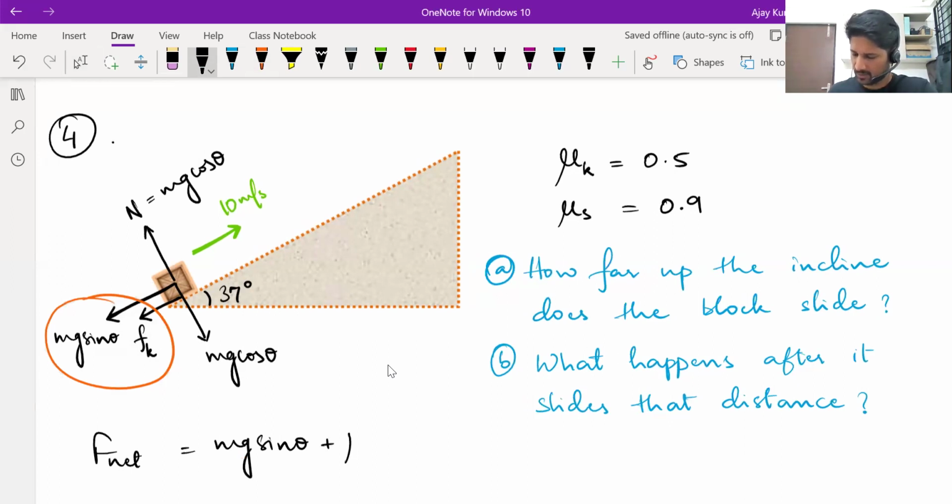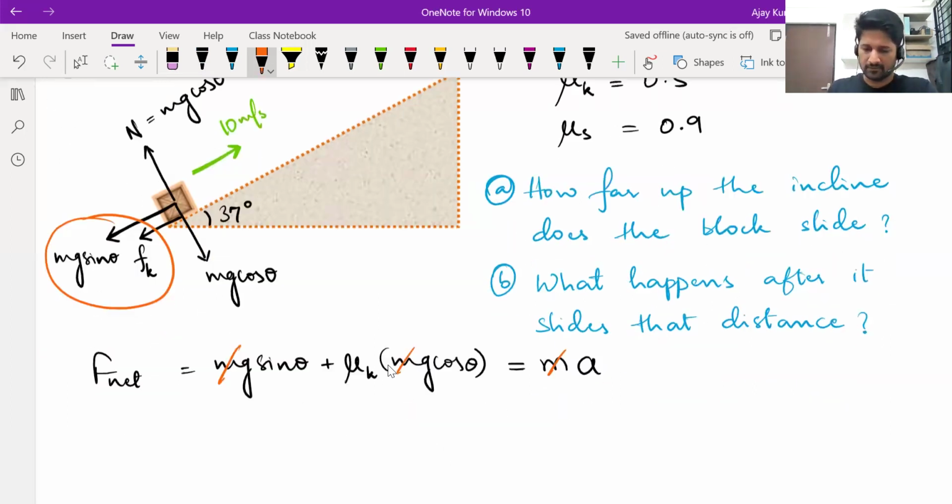Kinetic friction is mu k into normal force. Normal force is mg cos theta. And equating this to mass into acceleration, you get the acceleration. And this is why I said mass does not matter. It will get cancelled. Therefore, the acceleration of this block becomes g sine theta plus mu k g cos theta.